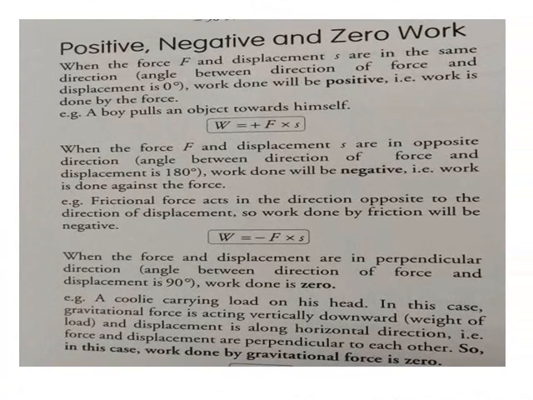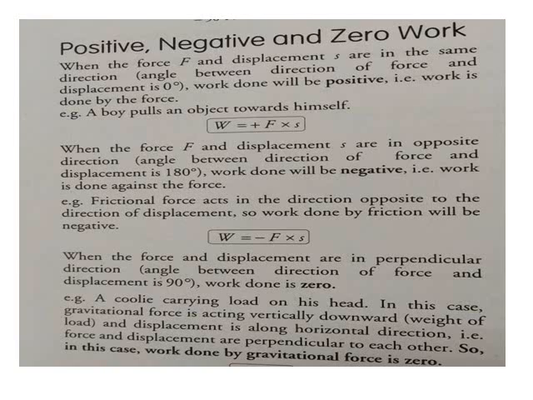We will analyze the type of work done, that is positive work done, negative work done and 0 work done, more deeply. When the force F and the displacement S are in the same direction, the angle between the direction of the force and the displacement here is 0. Work done will be positive. That is, work is done by the force.